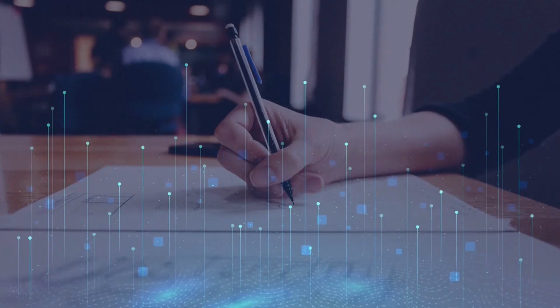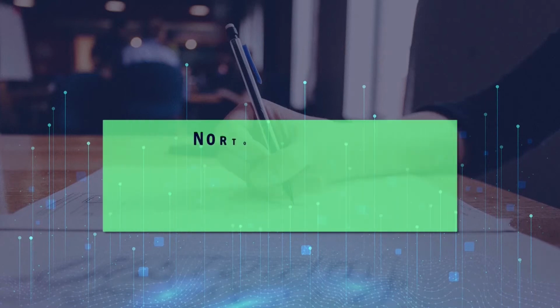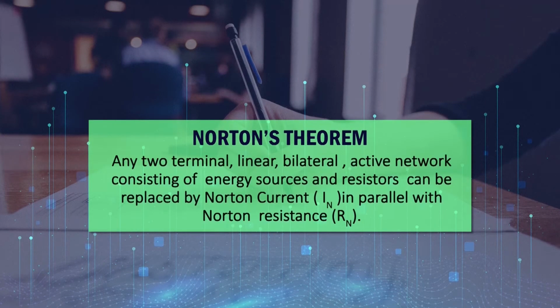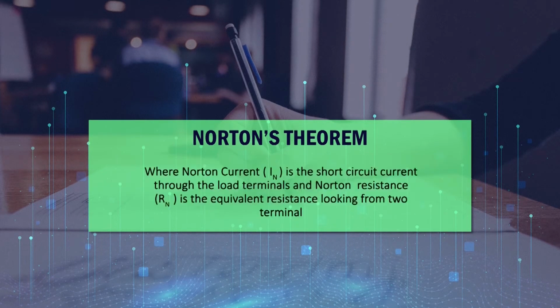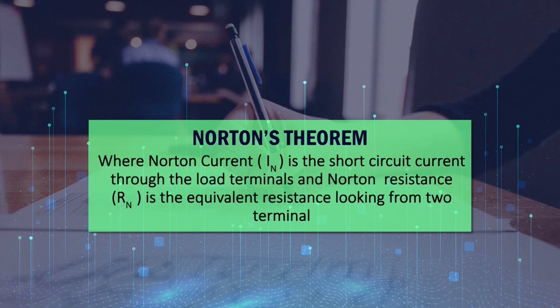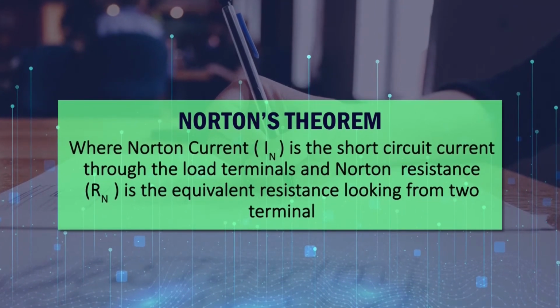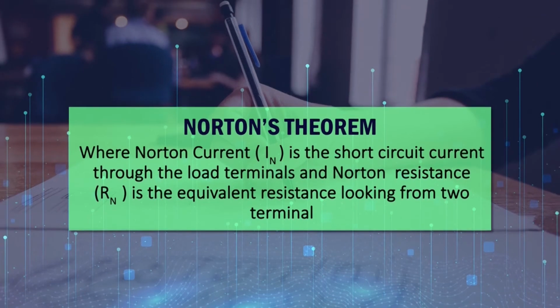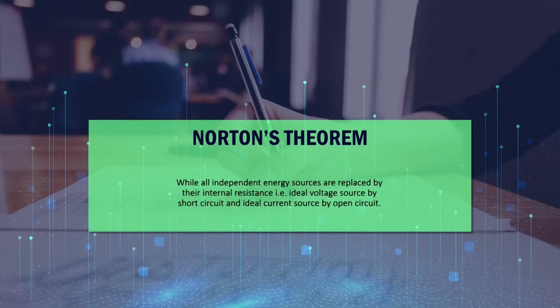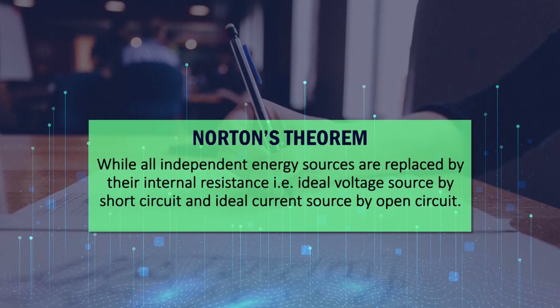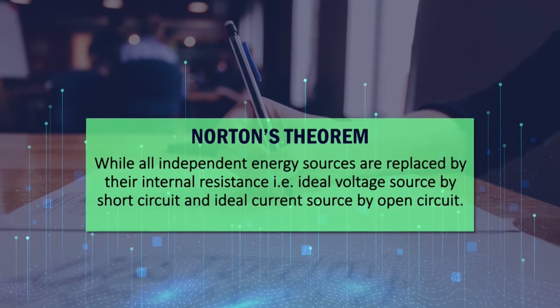So first of all, I am going to discuss Norton's theorem. Any two-terminal, linear, bilateral, active network can be replaced by a simple Norton current source in parallel with Norton equivalent resistance, where Norton current is the short circuit current through the load terminals and Norton resistance is the equivalent resistance looking from the two terminals, while all independent energy sources are replaced by their internal resistance.